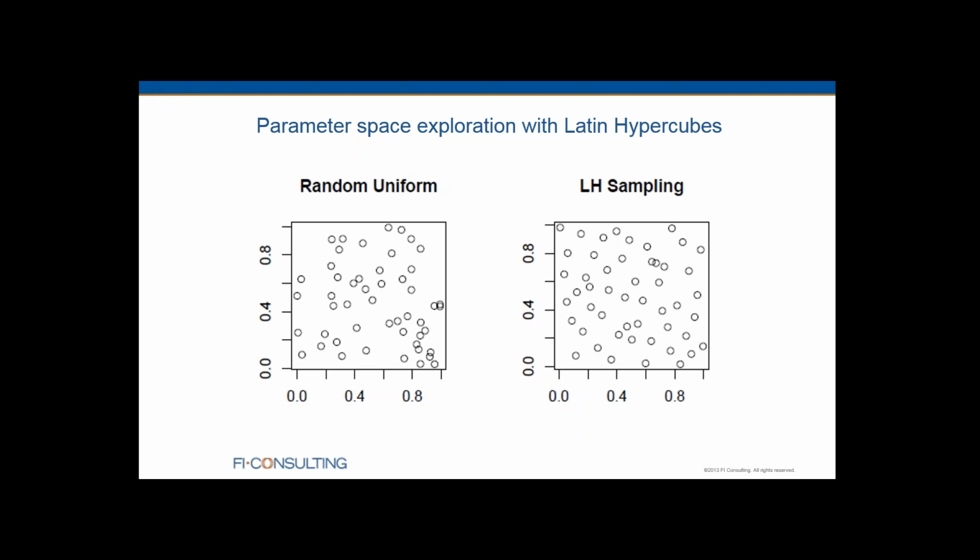Now on the left, we have a random uniform sample using standard Monte Carlo techniques. On the right, we have a Latin hypercube sample. We can see that the Latin hypercube sample evenly covers the entire parameter space with a relatively small number of samples. For complex models, this is extremely important for computation time and efficiency.